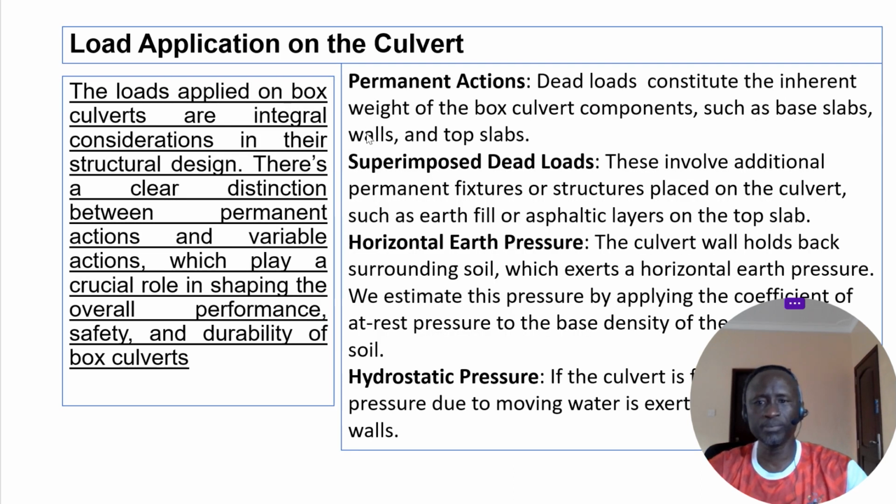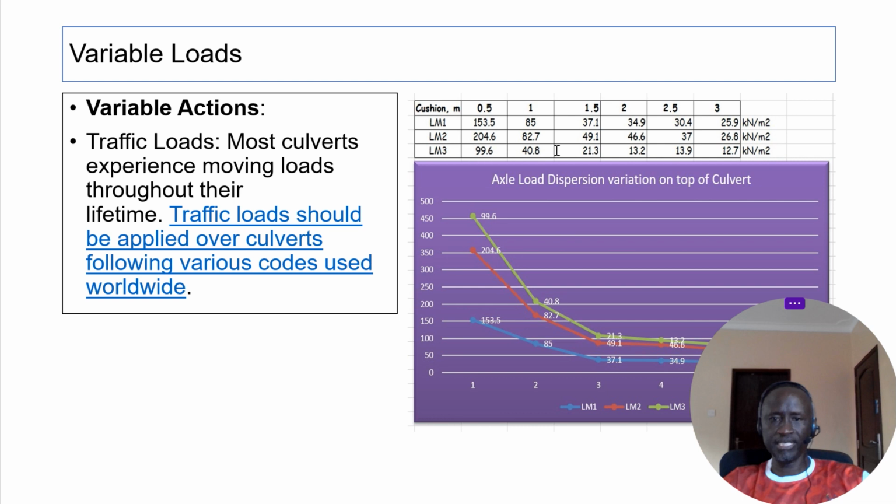Load application: the loads applied on box culvert are an integral consideration in their structural design. There is a clear distinction between the permanent actions and variable actions, which play a crucial role in shaping it. So with permanent actions, you can read all this. Dead load constitutes the inherent weight of the box culvert, such as base slab, wall slab, top slab. Then superimposed dead load is the one you apply after you have constructed your box culvert. Horizontal earth pressure also comes in later, because the concrete must first set and harden. Hydrostatic pressure you also have to do, such as from live load and other things.